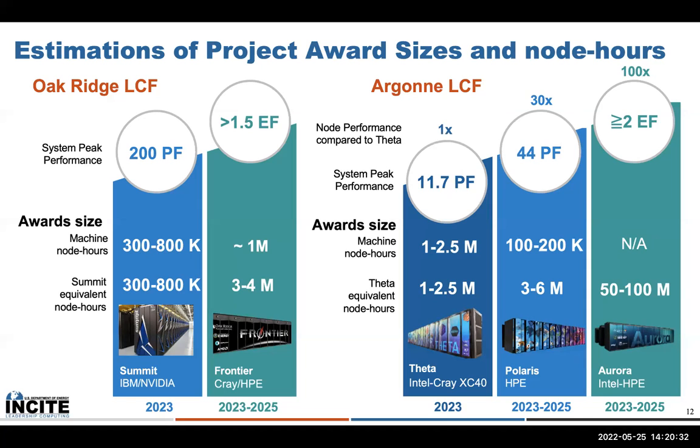And Theta and Summit will only be available for 1-year allocations. So they are only available for 2023. We're not making them available for 24 and 25 requests.